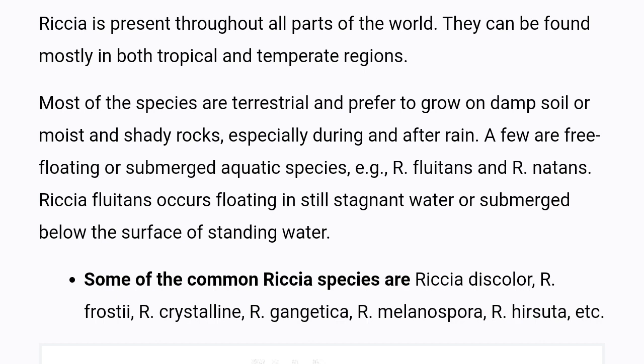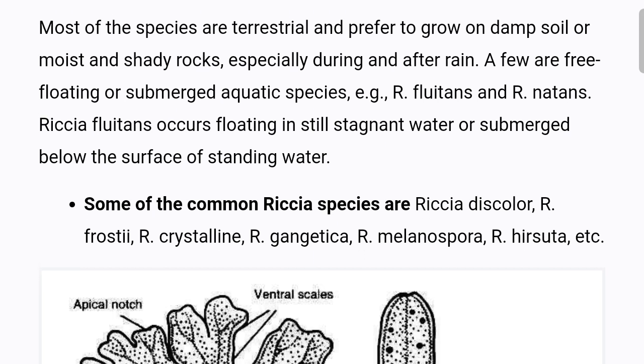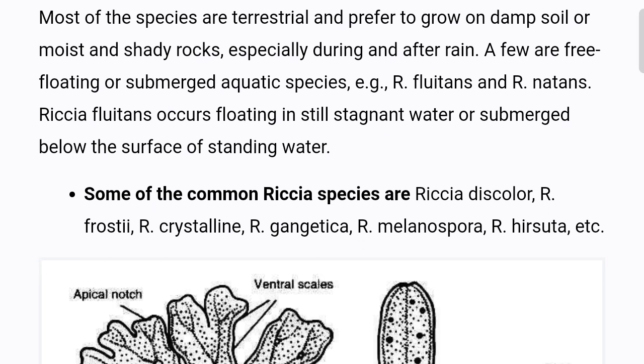Most of the species are terrestrial and prefer to grow on damp soil or moist and shady rocks, especially during and after rain. A few are free-floating or submerged aquatic species. Examples are Riccia fluitans and Riccia natans. Riccia fluitans occurs floating in still stagnant water or submerged below the surface of standing water.